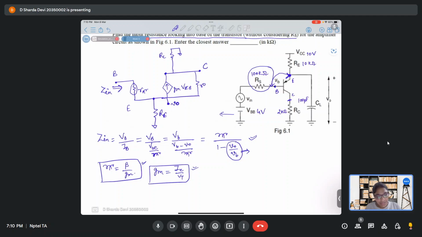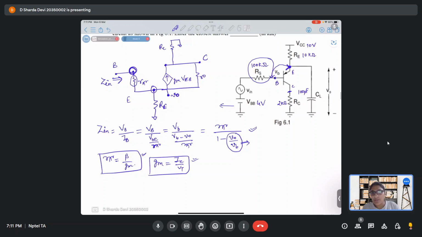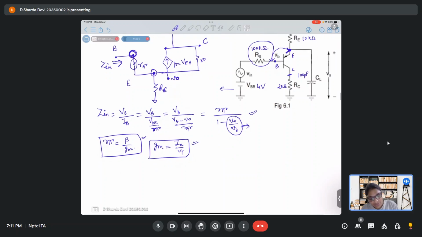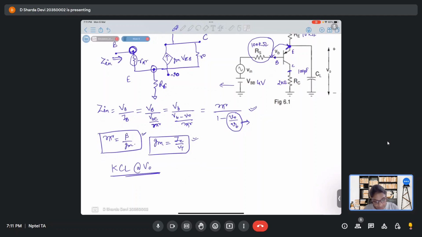Clear? So where is V0? See, V0 you will find at this particular terminal. VE is this, VB is this particular terminal. So you have to solve KCLs to find this V0 by VB. So let's do one thing. Let's first apply KCL at V0 and see what we get.